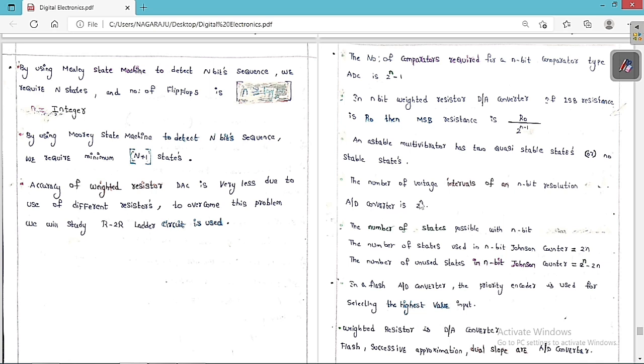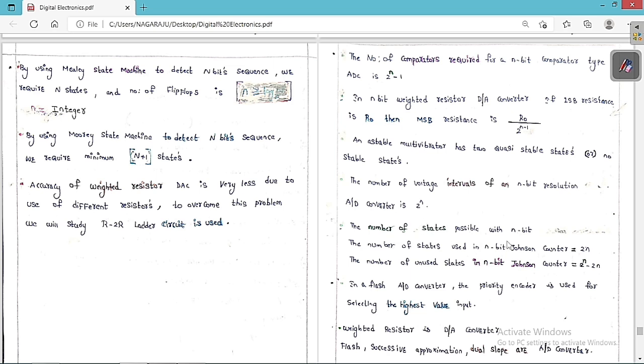So the number of voltage intervals of an n-bit resolution type ADC converter is always 2 to the power of n.